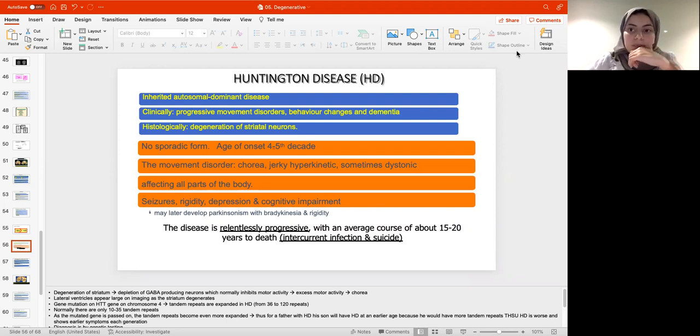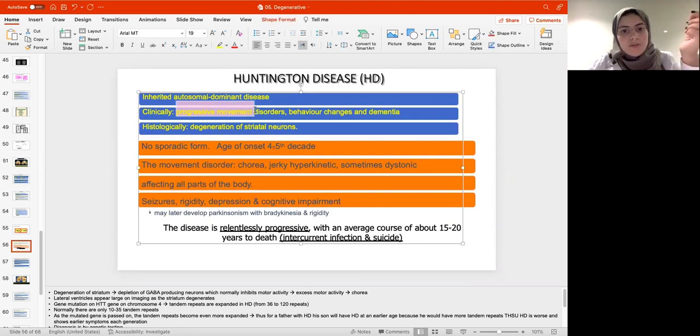Okay, so it's an inherited autosomal dominant disease. Again, it's a progressive movement disorder. They can also have behavior changes and dementia. One thing you need to remember is that Huntington disease is commonly associated with depression and suicide. I don't know exactly why, but patients can end up committing suicide because of the depression, and that's their main cause of death.